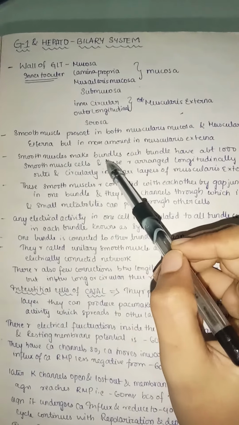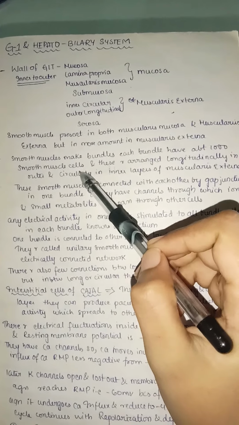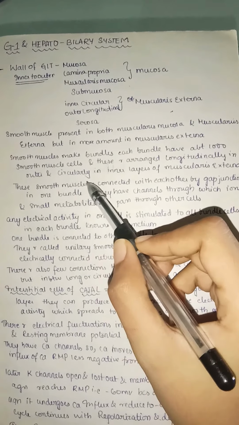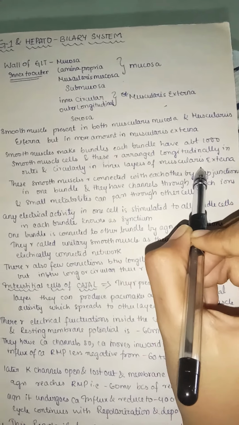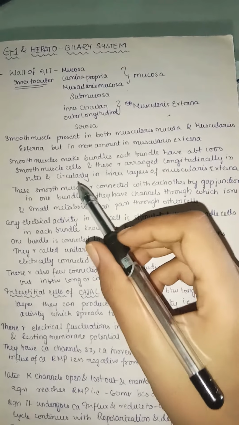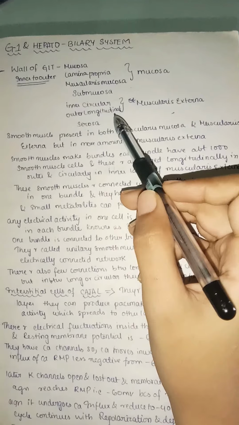The smooth muscle makes bundles. Each bundle has about 1000 smooth muscle cells, and these are arranged longitudinally in the outer and circularly in the inner layers of muscularis externa. So we have thousands of smooth muscle cells, but in the inner layer they are arranged as circular muscles, and in the outer layer as longitudinal muscles.